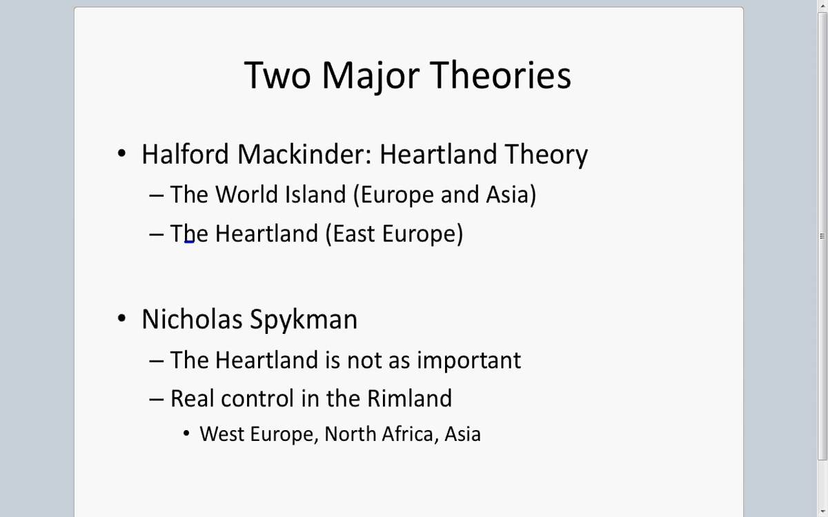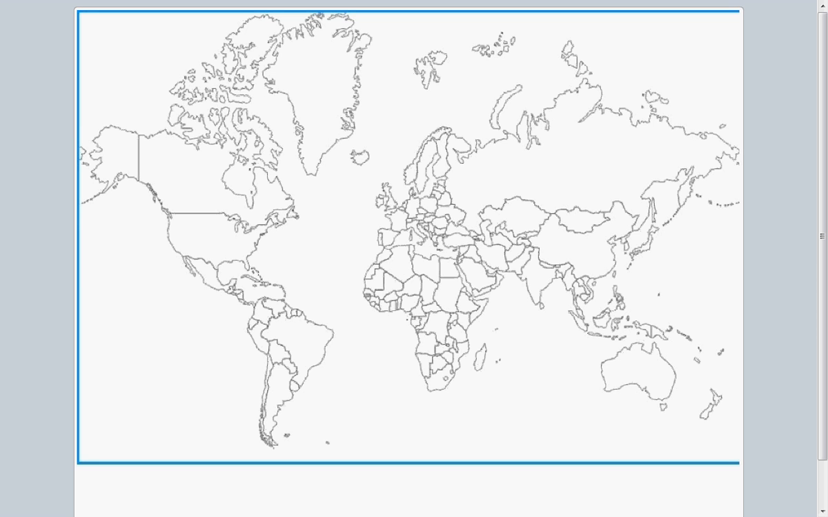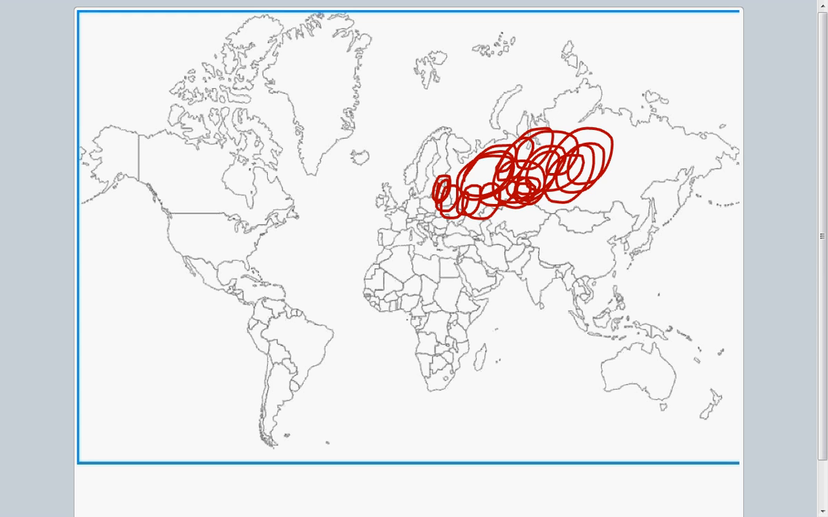First, he identifies the heartland. The heartland, for Mackinder, and also why it's called the Heartland theory, is the center of power. Who controls the heartland is the one who has political control. So the heartland is here in red: most of Eastern Europe and Russia, parts of Northern Asia. Whoever controls this area is said to control the world island and thus be the most politically important nation in the world.